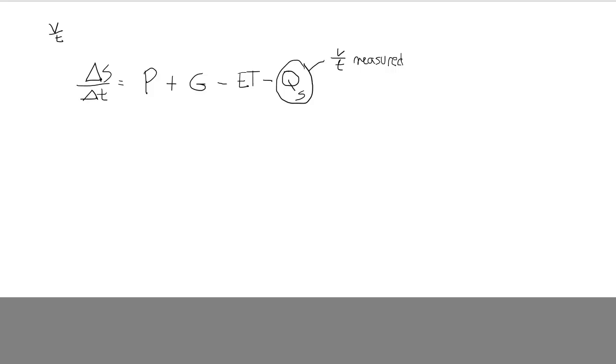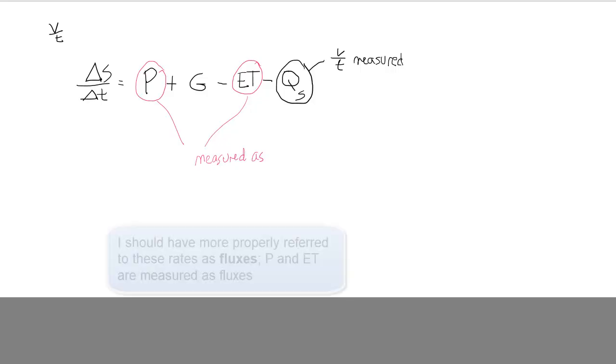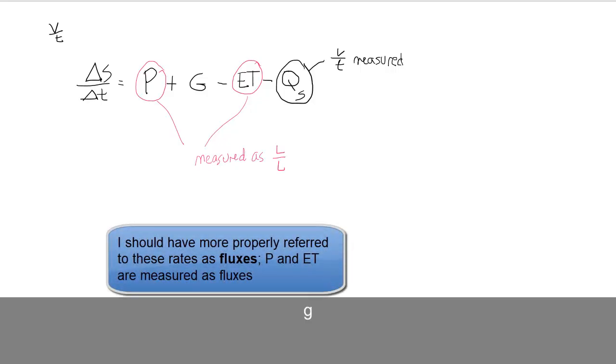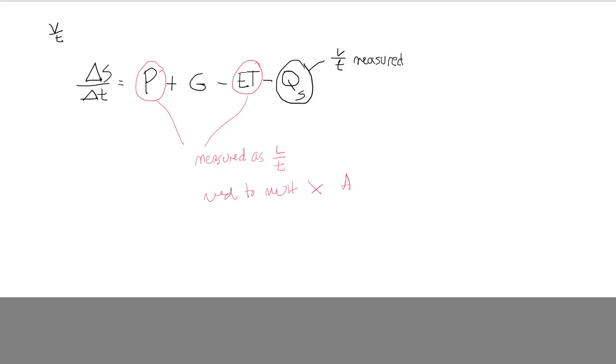But precipitation and evapotranspiration, even though we just use the symbols P and ET, are almost always measured as rates of length per time. And we need to multiply by the area of the watershed, like I just described in the previous 10 minutes, right? Groundwater flow, again, is usually not measured at all. It's almost always inferred, and we describe it as a volume per time. But the problem is that in this equation, it's not immediate.